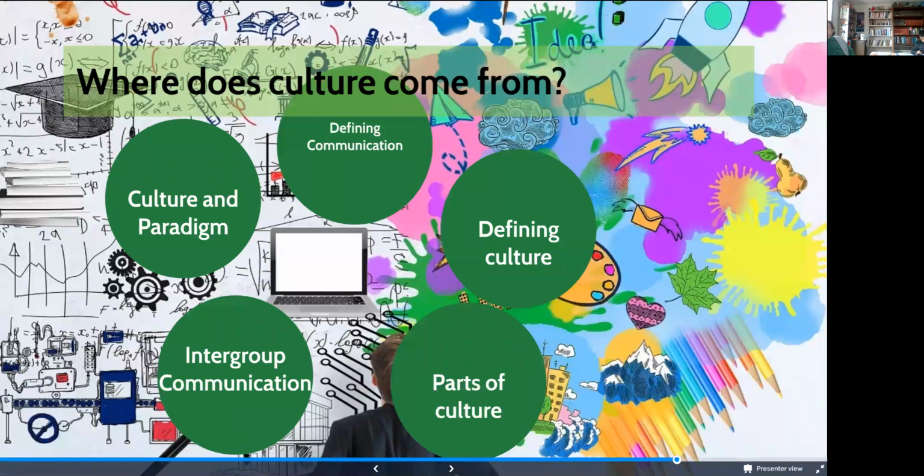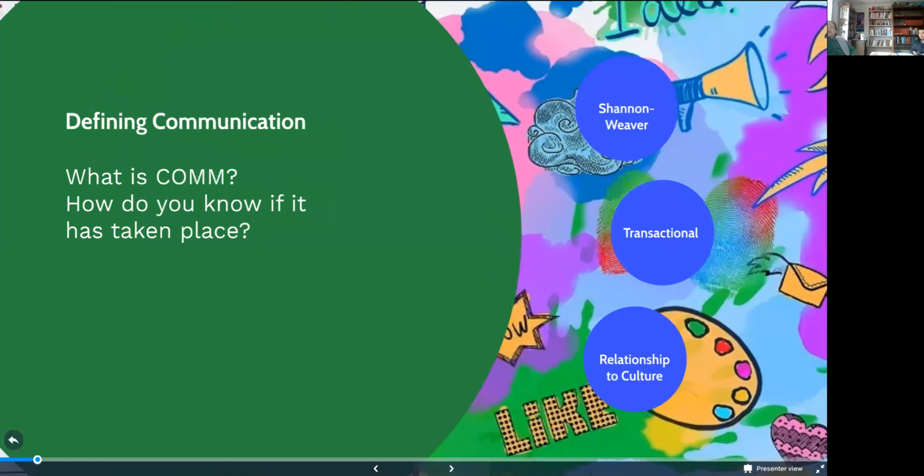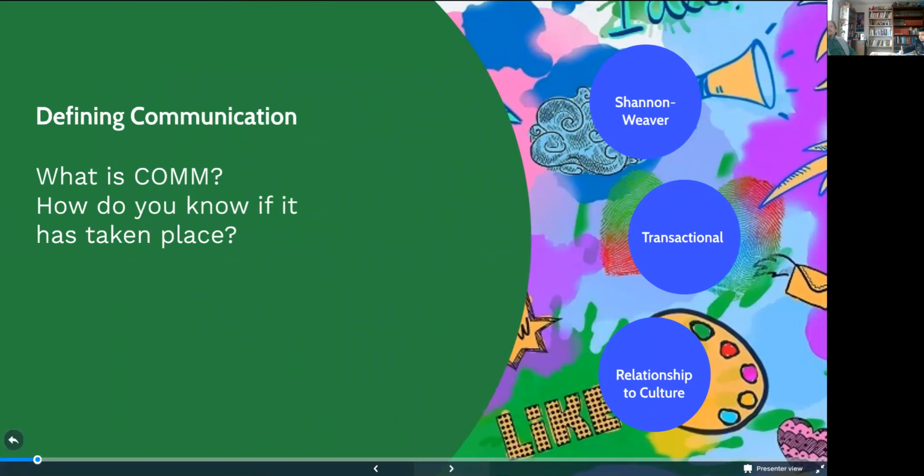So the chapter starts out by defining communication. It asks these questions: what is communication? How do you know if you communicated? Those types of things. It gives you a couple of different ways to look at communication.